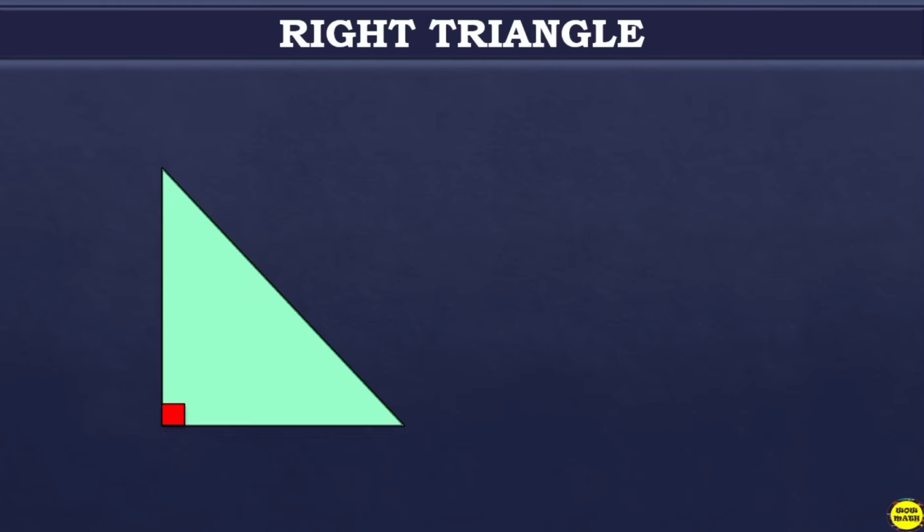So pag meron po tayong right triangle, para ma-consider natin siya na right triangle, you must have the right angle. Okay? And then the sides of your right angle are the legs. So yun po yung tinatawag nating legs. And the side opposite your right angle is your hypotenuse. So ito po palagi ang parts ng ating right triangle. You must have the right angle, the sides of your right angle are the legs, and the side opposite your right angle is your hypotenuse.